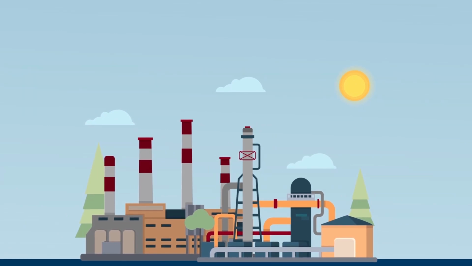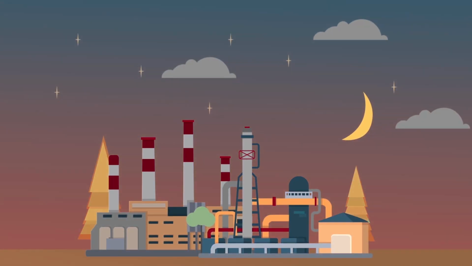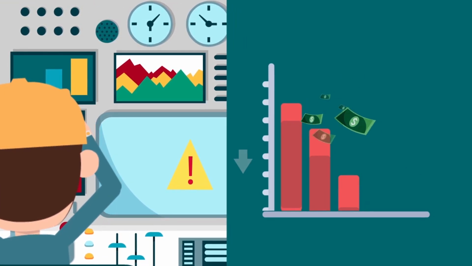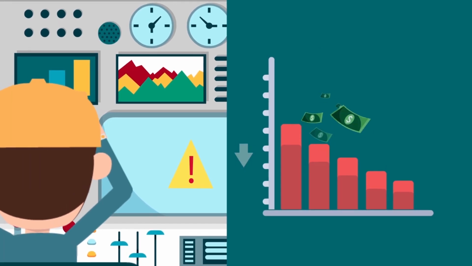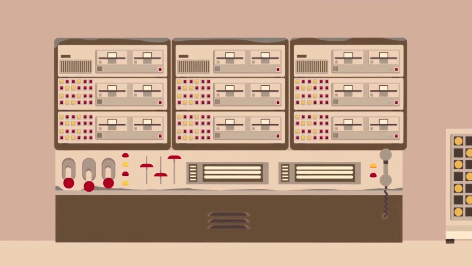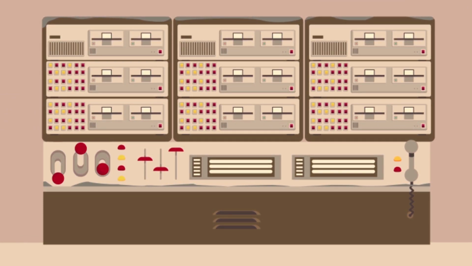Without interruption, a DCS must perform reliably, 24 hours a day for years at a time. Any unexpected downtime can quickly turn into lost revenue, lost profit, or even a safety incident. In spite of this, many plants are operating outdated or unsecure control systems.